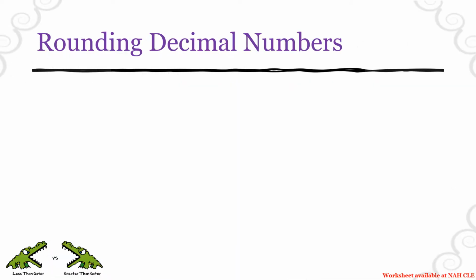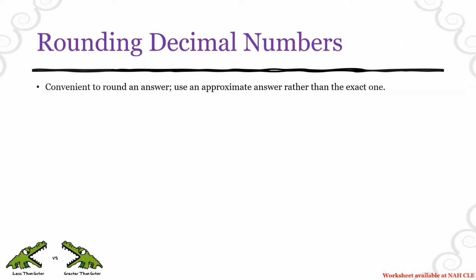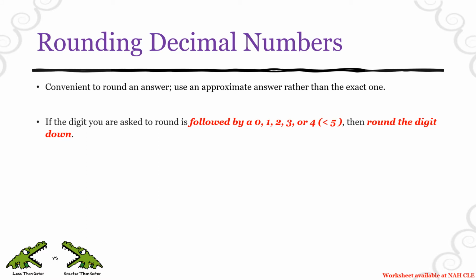Rounding decimal numbers is a convenient way to round an answer. We use an approximate answer rather than the exact one. If the digit you are asked to round is followed by a 0, 1, 2, 3, or 4, numbers that are less than 5, then round the digit down.